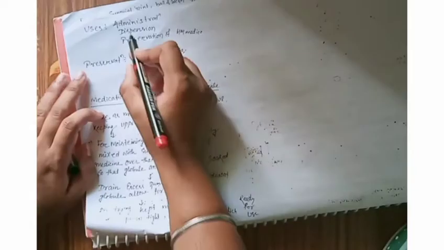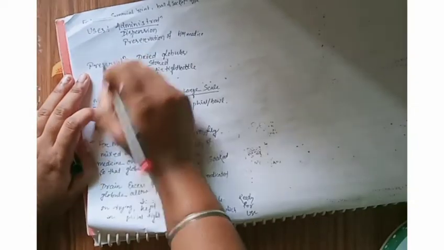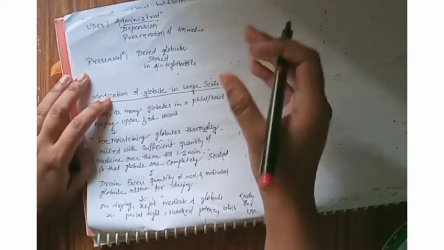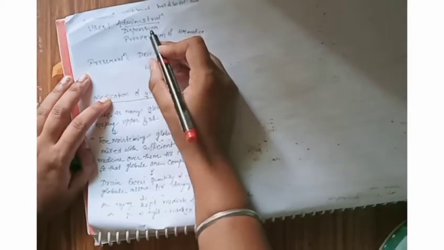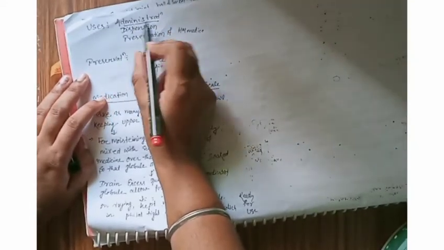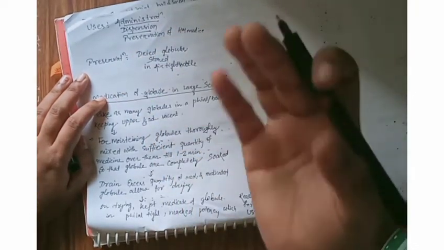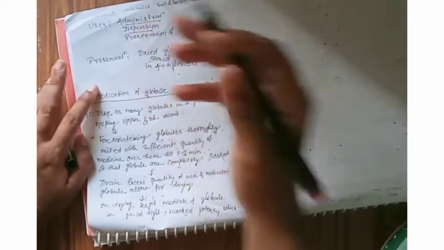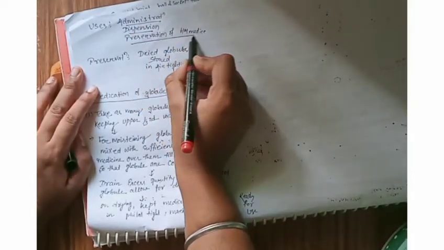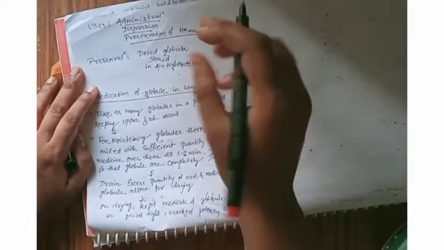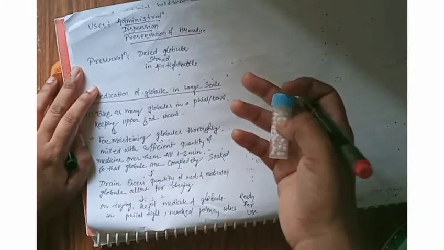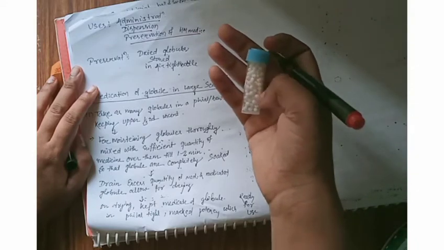Then where are globules used? In homeopathy, they are used in administration, where the drugs used in homeopathy are mixed with the vehicle to administer to the patient. For dispensation, in day to day life in the dispensary center, we use the globule as a vehicle. Also as a preservation vehicle for homeopathic medicine, the medicine which is added is preserved by this globule.